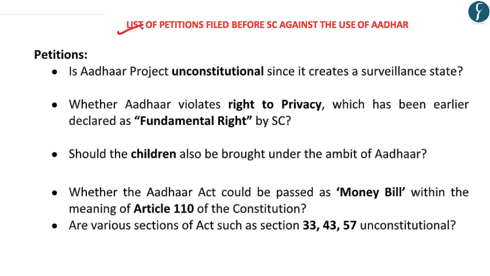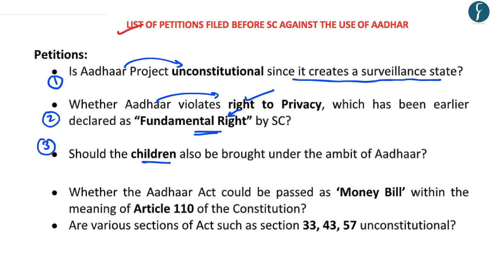Now there were multiple petitions filed before the Supreme Court against the use of Aadhaar. Let us look at these petitions one by one. The first petition was, is the Aadhaar project unconstitutional since it creates a surveillance state? Now with respect to the second petition, earlier the Supreme Court of India had declared that right to privacy shall be a fundamental right in India. So the petitioners here argued that the Aadhaar violates right to privacy. The third petition was, should the children be also brought under the ambit of Aadhaar? That is, should the children be also enrolled for the Aadhaar project in order to avail the benefits?